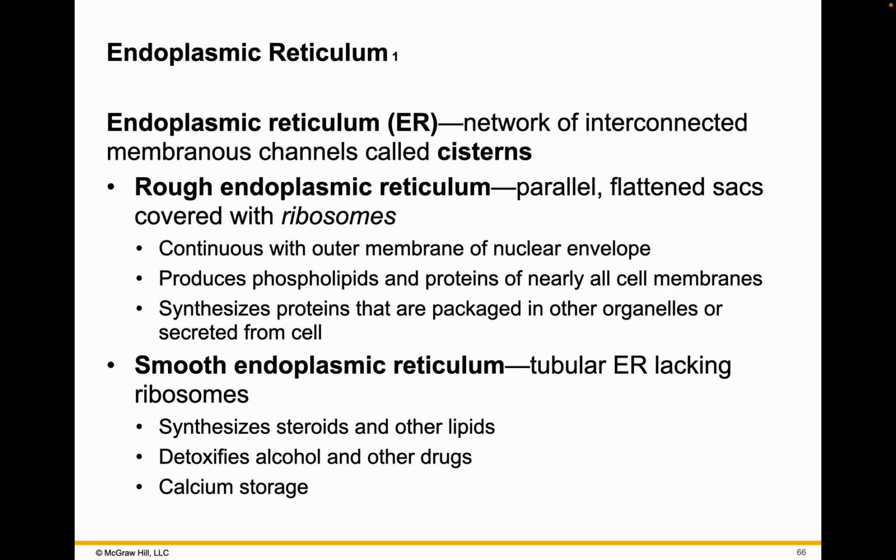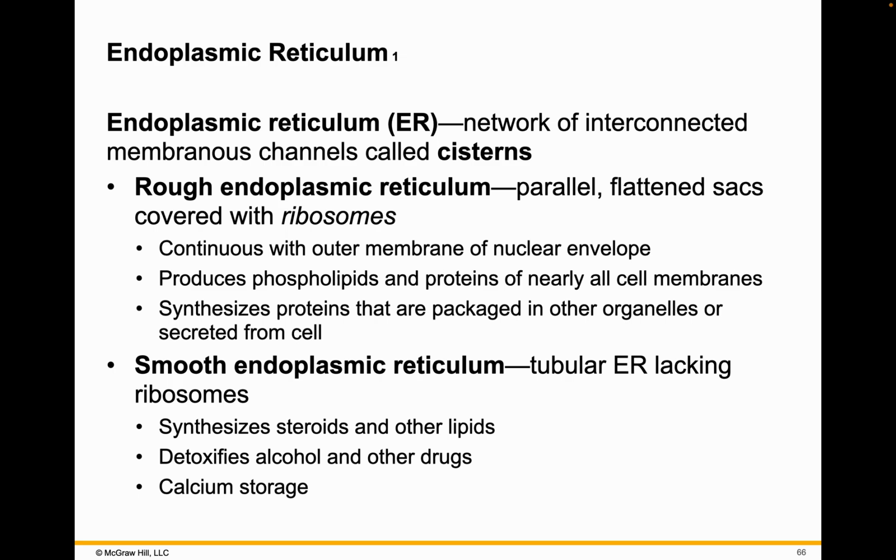Coming out, we have endoplasmic reticulum, which is a network of interconnected membranous channels called cisterns. Endoplasmic reticulum comes in two forms. Rough endoplasmic reticulum has parallel flattened sacs that are covered with ribosomes. It's involved in protein synthesis.